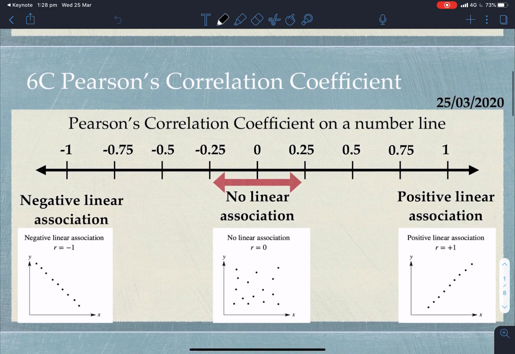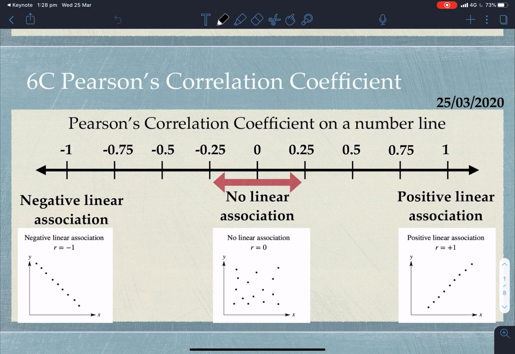So if you have a look at the line here, I know it's a little bit too crowded, but just hear me out. It's quite easy to understand. So first of all is whether it's a linear association or not. For Pearson's correlation, it has to be linear. If it's not a linear association or there's scatter everywhere, it becomes zero.